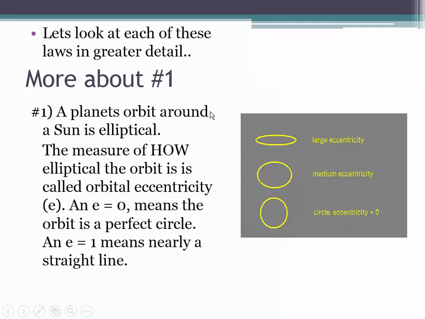Alright, so the first one says that a planet's orbit around a sun is elliptical. How elliptical that orbit is is called orbital eccentricity, and we denote it with a lowercase e. If you have an eccentricity of 0, that means you're a perfect circle, and 1 means it's pretty much a straight line. So most of the planets fall in between, in this area right here. Circle and medium eccentricity. Most of the outer planets fall in here. The inner planets, when you look at their orbits, you would think they are circles, but they're actually not. They're just very slightly elliptical.